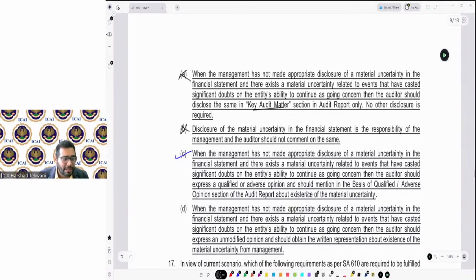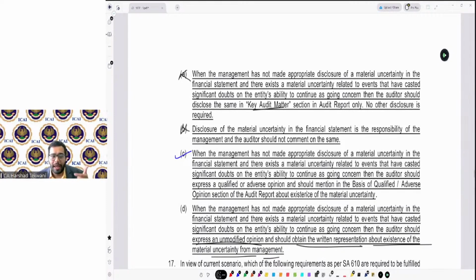Now coming to C and D. C will look more appropriate because that is the correct answer. When you go to D, it talks about you should obtain written representation about the existence of material uncertainty from management. And when management has not made appropriate disclosures, then the auditor should express an unmodified opinion and should take a written representation. Again, that is something incorrect.